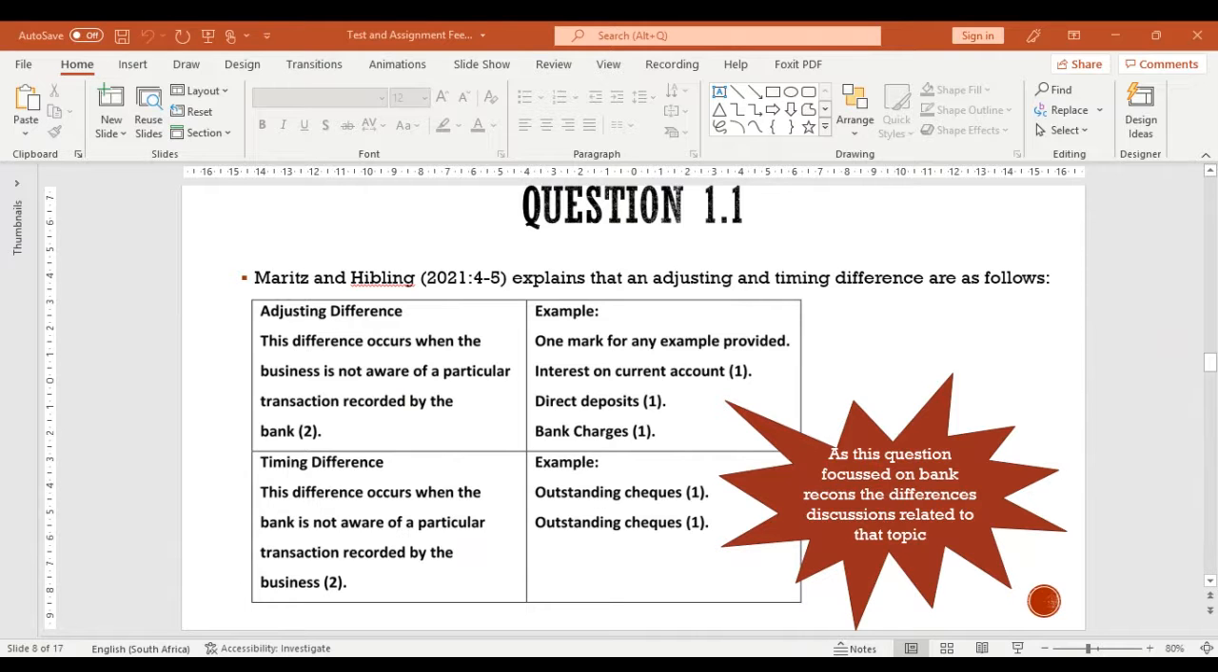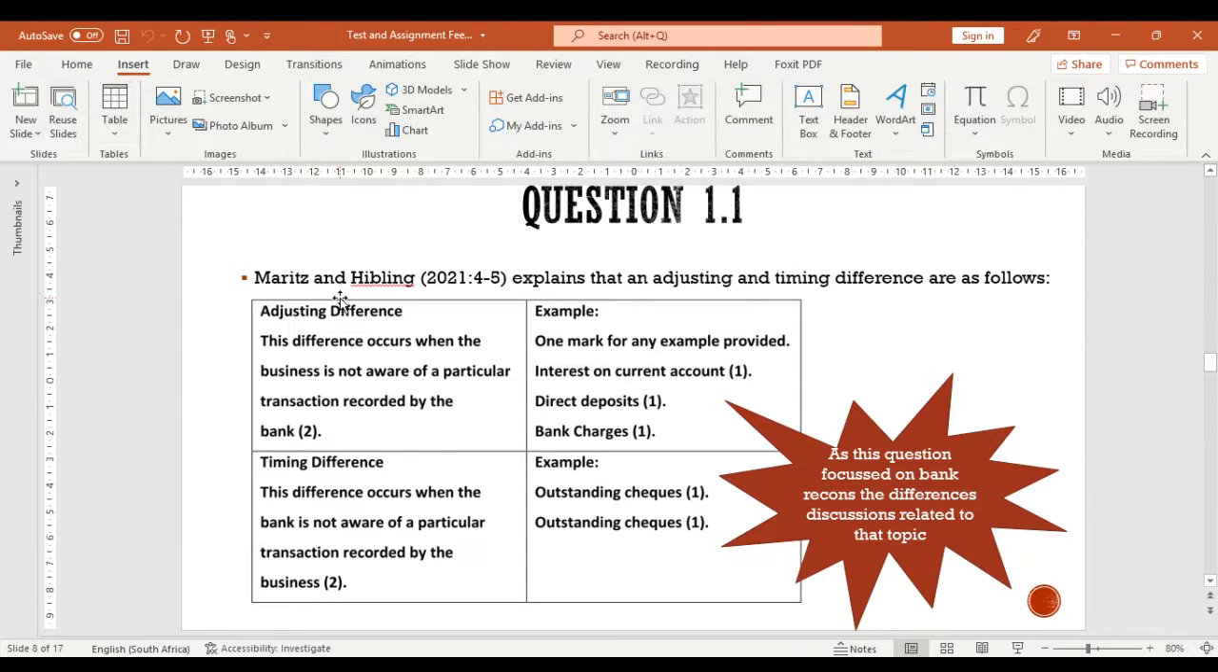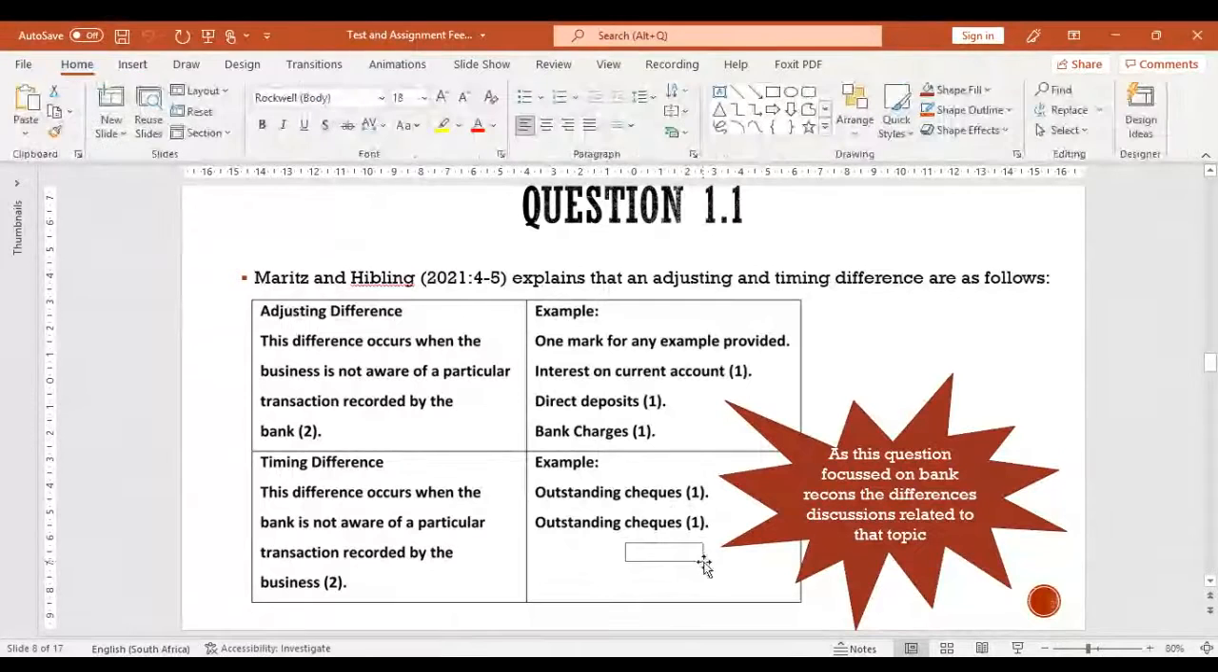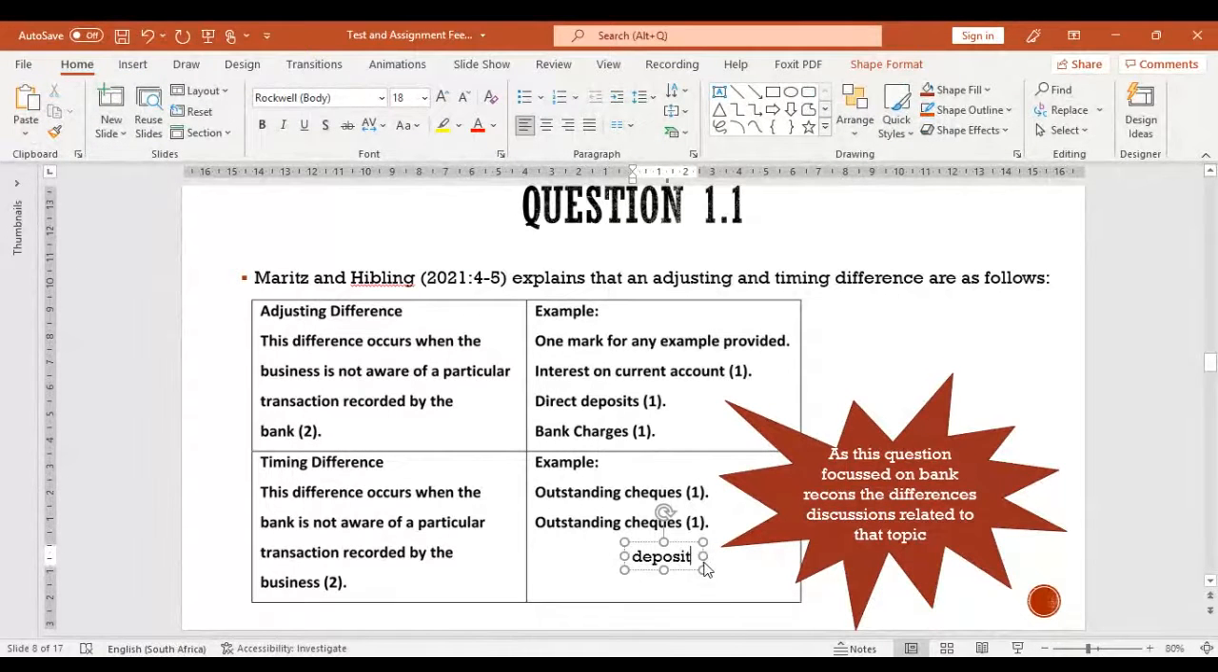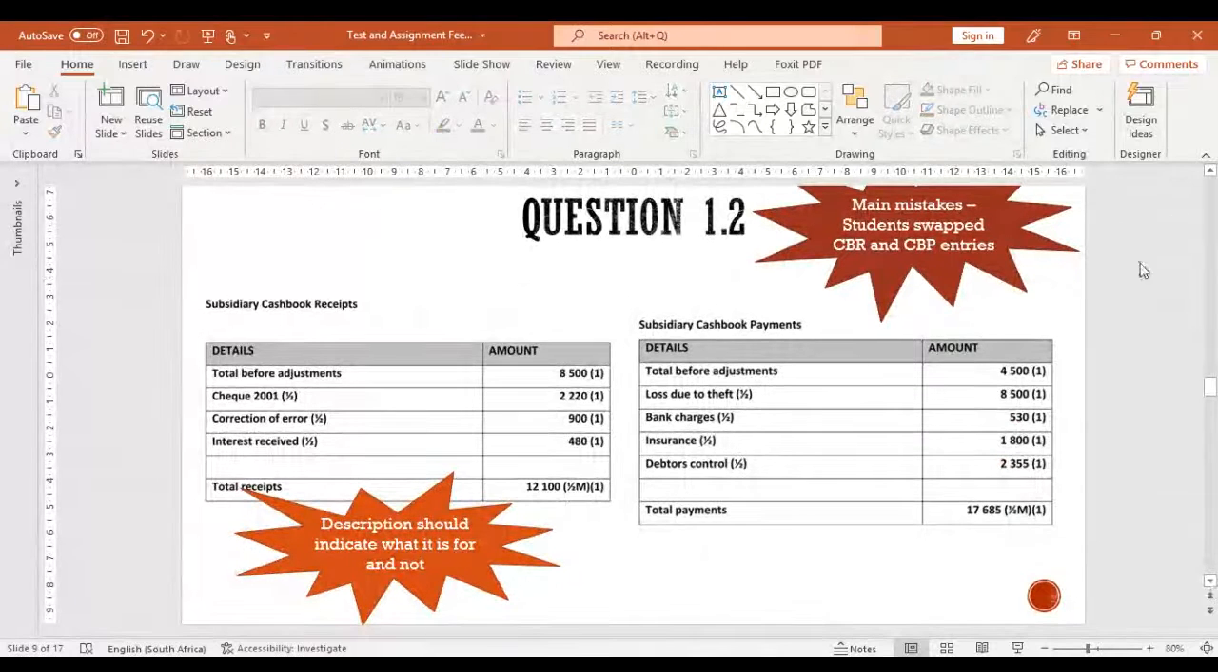Timing differences is when we've recorded it in our books, but the bank is not aware of it, so it hasn't physically cleared the bank's accounts yet. So that is outstanding checks and outstanding deposits. Sorry, that's supposed to be a deposit. Okay, so it should be deposit and not a check. Sorry for that. Okay, so that was question 1.1. So it was pretty straightforward.